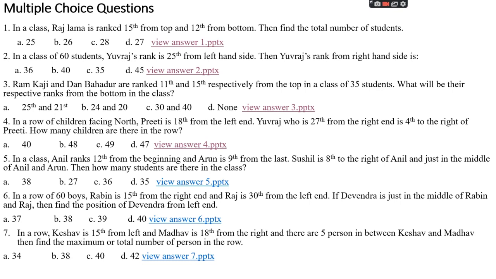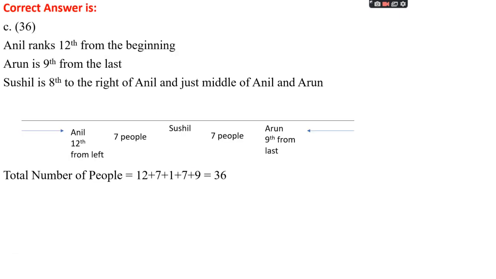Question number 5. In a class, Anil's rank is 12th from the beginning and Arun is 9th from the last. Sushil is 8th to the right of Anil and just in the middle of Anil and Arun. How many students are there in the class? Option A 38, option B 27, option C 36, or option D 35. The right answer is option C, that is 36.